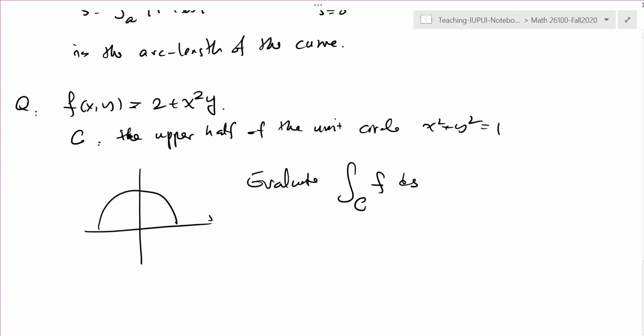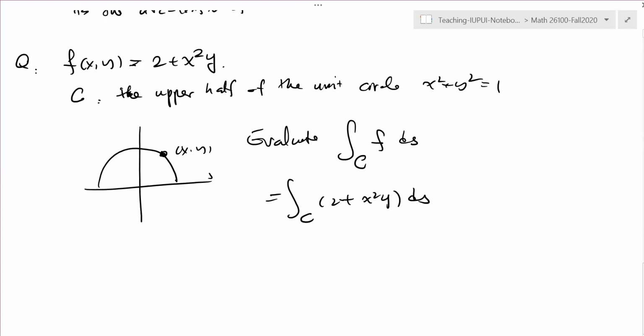Usually this is also written just as the integral of 2 plus x squared y ds. That means the value of the function is 2 plus x squared times y at the point x, y. If the point is on the circle, then the value of the function at that point is 2 plus x squared y. Actually the function here is defined everywhere, not just on the circle, but we want to find the total value of the function around the circle. So how do we do that?